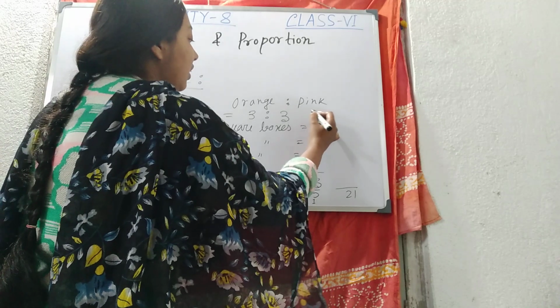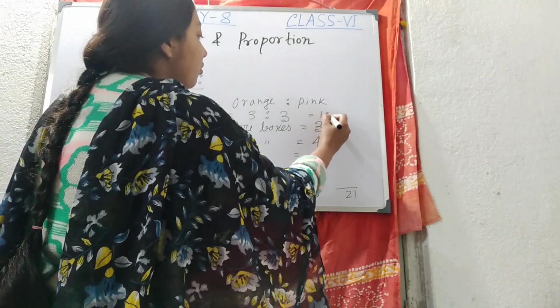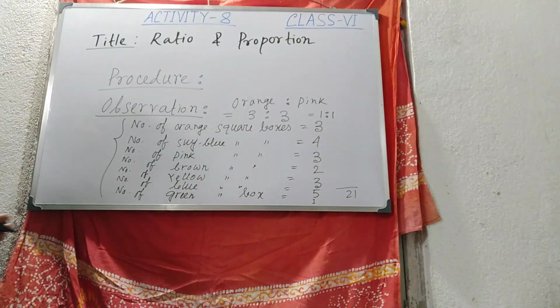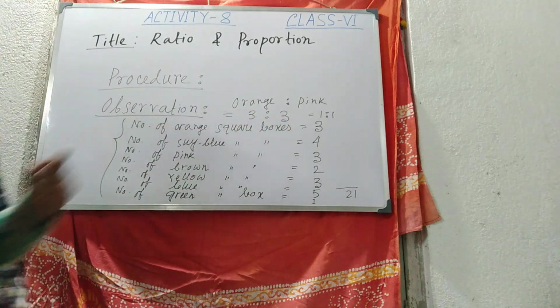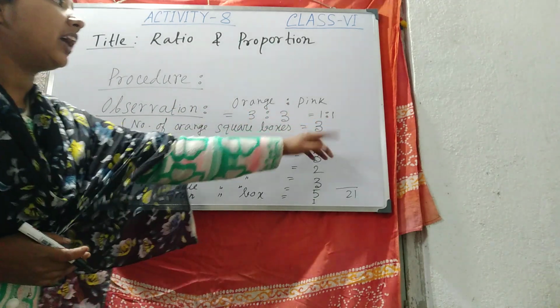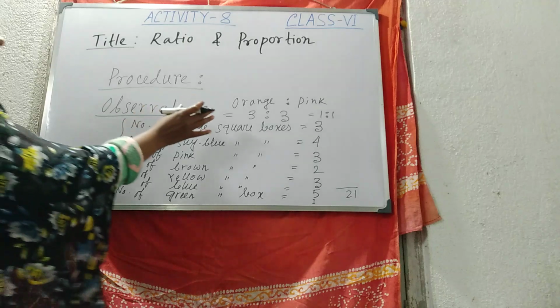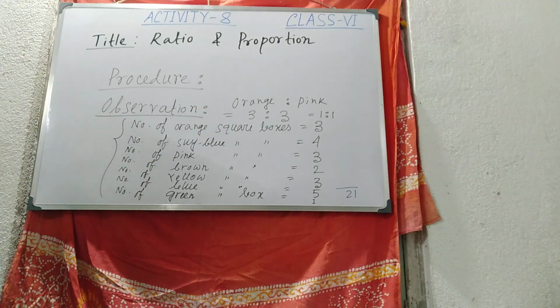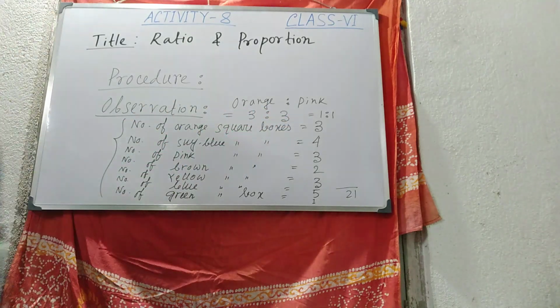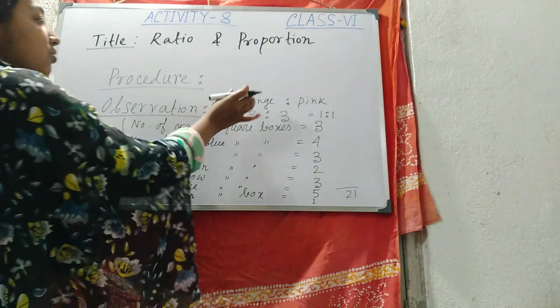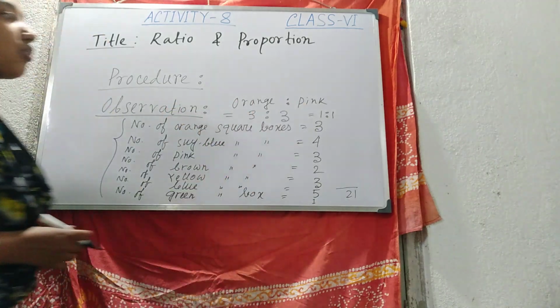So after reducing, it will be 1 is to 1. Just below this line, you will be writing 1 is to 1 in this way. As no space is available here, that's why I have written it just beside. So we are getting orange is to pink equals 1 is to 1.